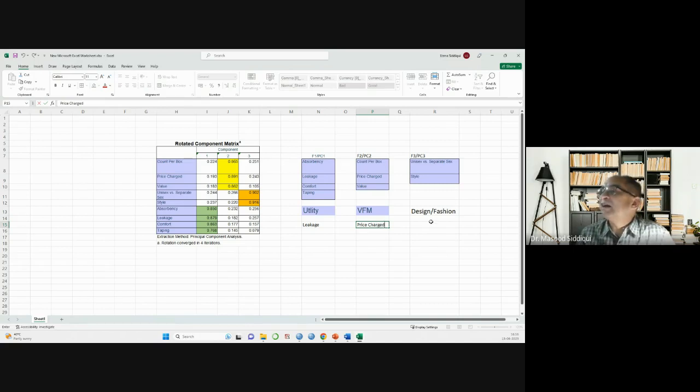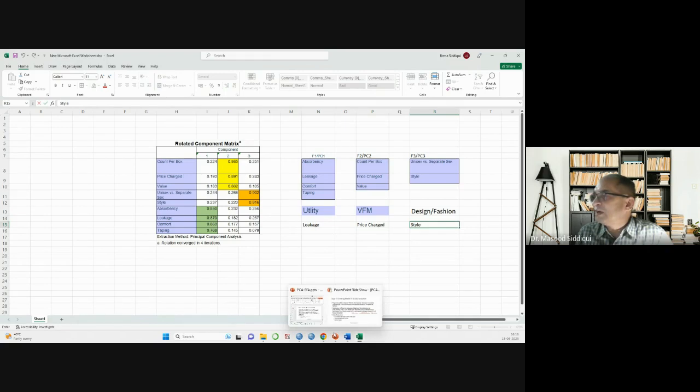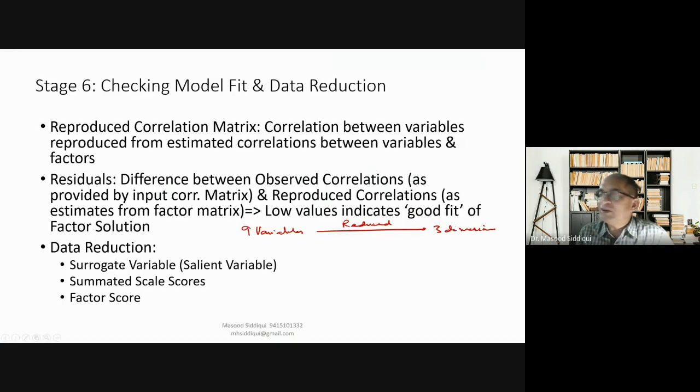In the last part, we can take style only. Is that okay? This method is known as surrogate variable or the salient variable. Means instead of all, we take a representative variable. So the case that I have just explained now by taking only one variable is the example of surrogate variable or the salient variable.